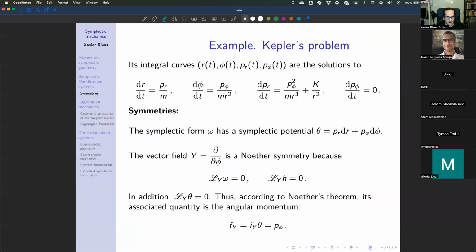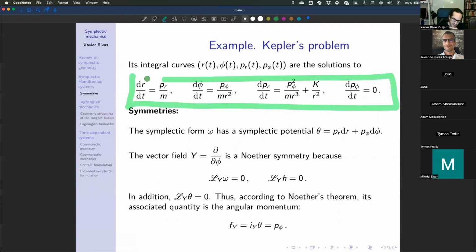What are its integral curves? Its integral curves satisfy this system of equations. These are ordinary differential equations, and you can combine them and find Kepler's equations. Okay, I will not do it, but you can try combining them. So let's talk about symmetries of this system. This symplectic form has a symplectic potential. This is something that we need in order to make the theorem work.